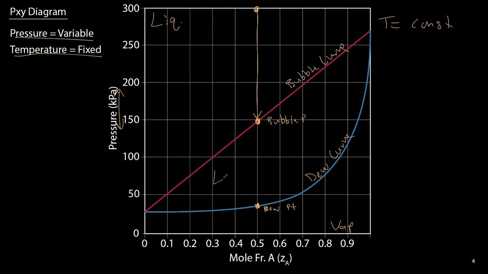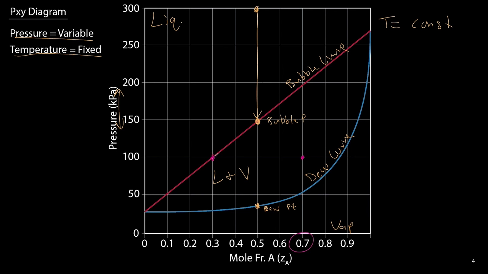And then inside this region, we have liquid and vapor. But the same basic strategy applies to look at the Pxy diagram as it does the Txy diagram. So let's say, for example, we had a system that consisted of 70% total composition at a pressure of 100 kilopascals. That would put us in the two-phase region. And from this, we could read out the composition of the liquid and vapor phases.